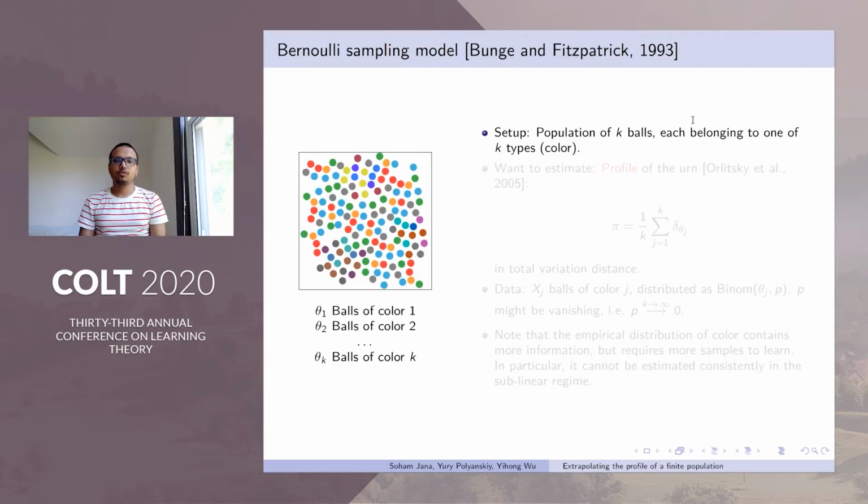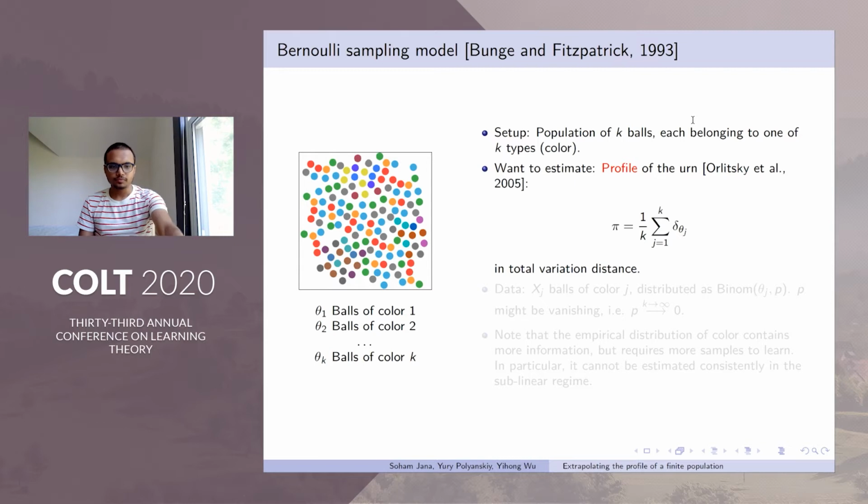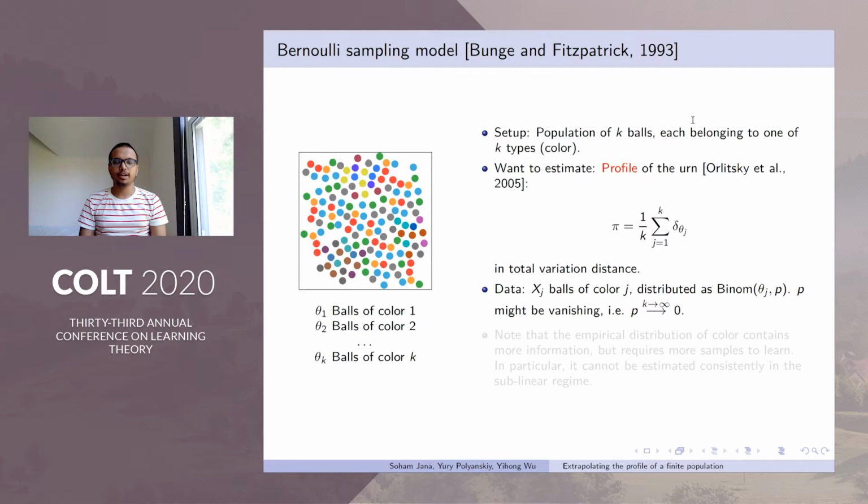The setup is the following. We analyze an urn with k balls, each belonging to possibly k different colors, and we want to estimate the profile of the urn given by pi, where pi j gives you the proportion of color with exactly j balls. The sampling scheme we consider here is called the Bernoulli sampling model, in which we observe each ball independently with probability p, where p can be quite close to 0. We note that even though the empirical distribution of colors, or the full distribution, is actually more informative, in small sample regime it actually cannot be calculated or consistently estimated.